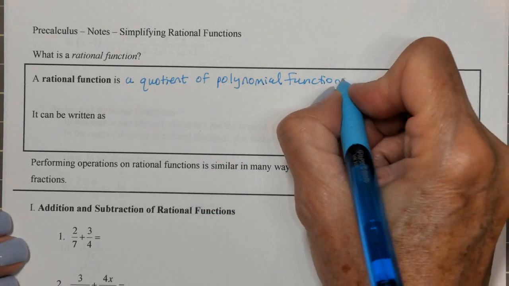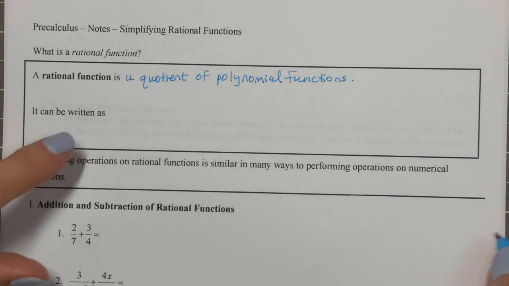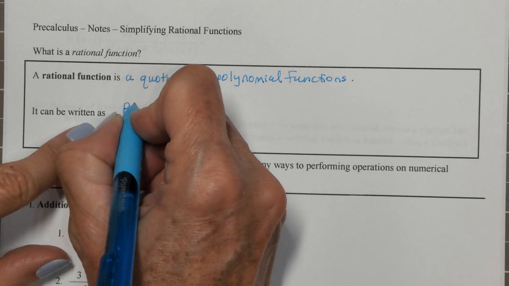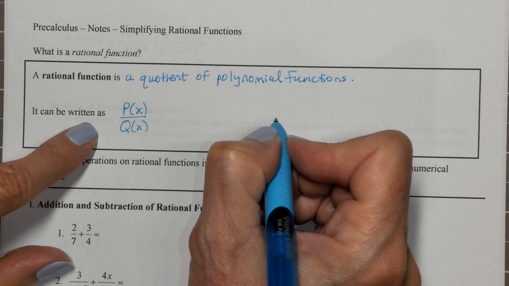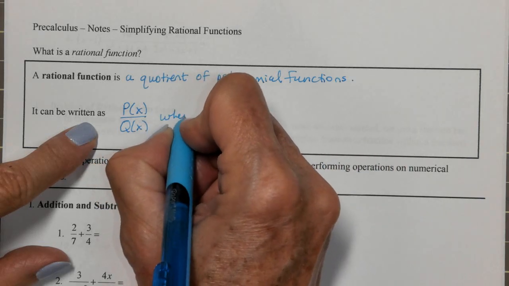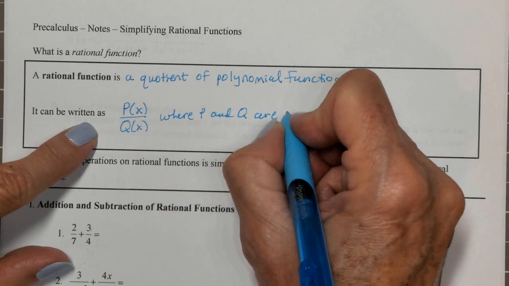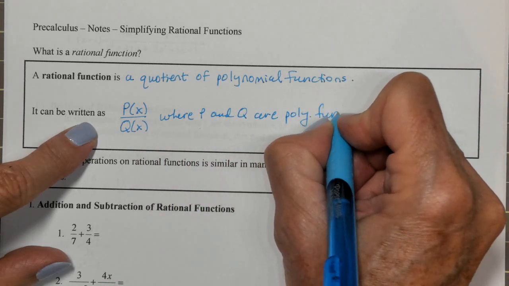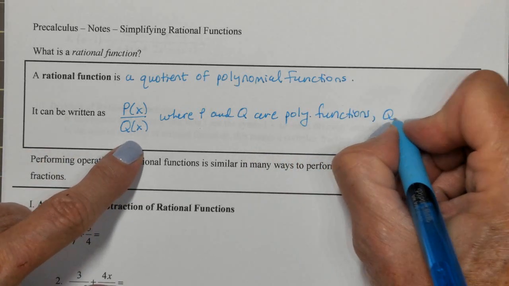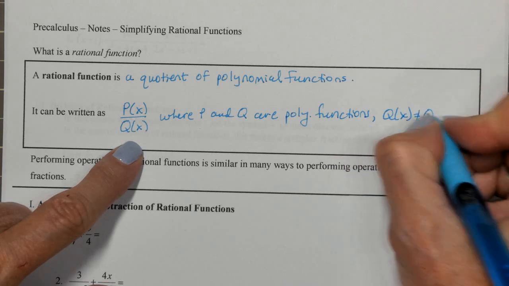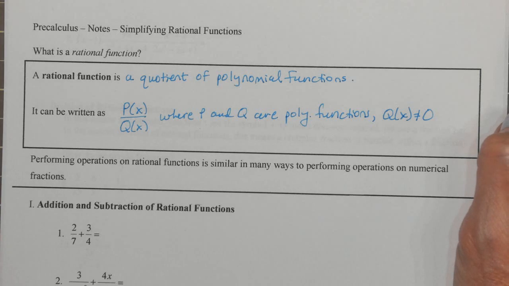If a rational function is a quotient of polynomial functions, then it should be able to be written as some function of x divided by another function of x, where p and q here are polynomial functions, and since q is in the denominator, q cannot be the zero function. Okay, so that's what a rational function is.